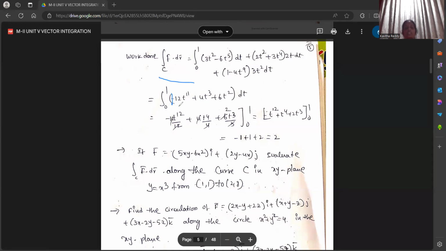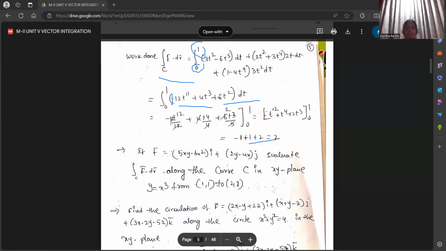So we get 12t to the power of 11, 4t cube plus 6t square. What are the limits? The t limits are anyway 0 to 1, as t varies from 0 to 1. After integration, you'll get t to the power of 12 by 12, 4 into t to the power of 4 by 4, 2t cube by 3. Apply the limits, then you'll get 2 as the answer.